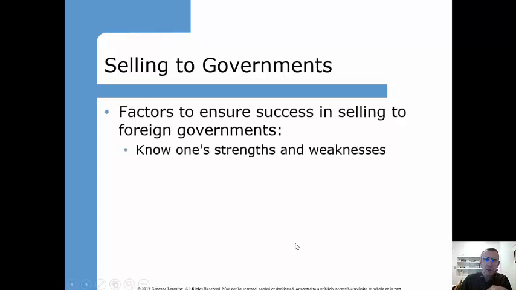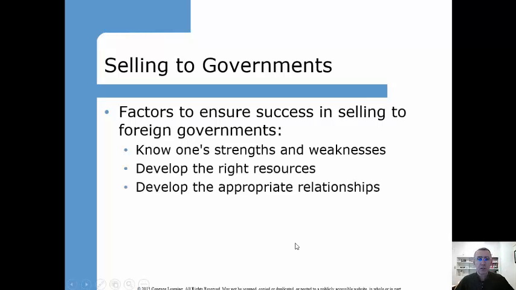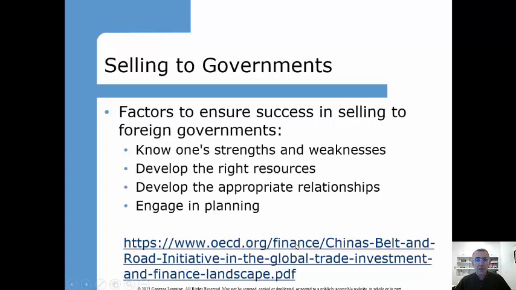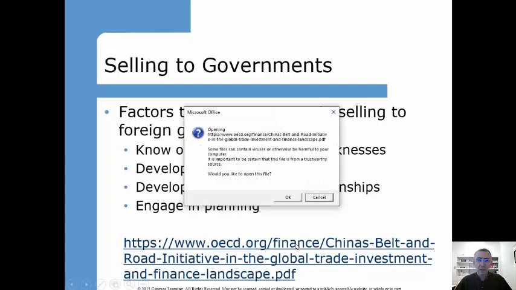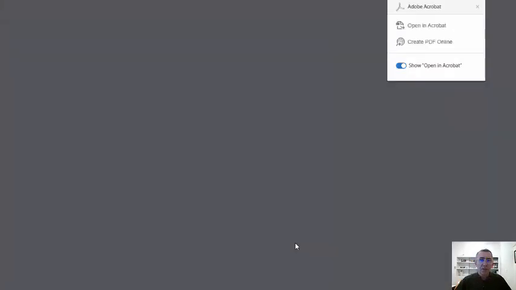Again, what are the factors in ensuring success when you sell to the government? Know the strengths and the weaknesses. The right resources should be developed with the appropriate relationship. Engage in planning, don't just leave it out. And again, I asked you a question earlier about the cost of infrastructure development and the opportunities. We saw that the U.S. government spent $4.5 trillion in 1 year on its own budget. And by the way, that's for everything.